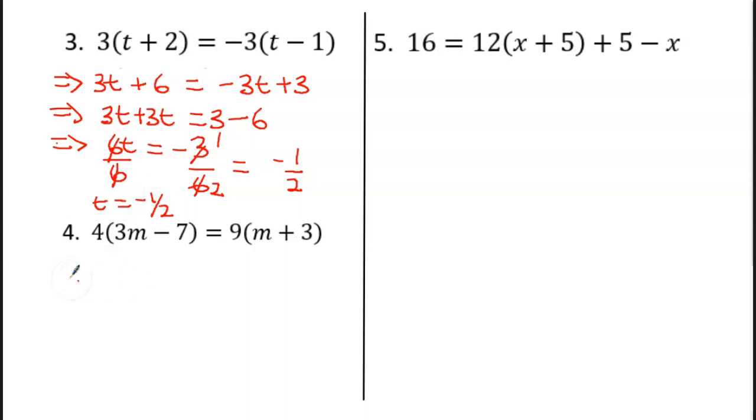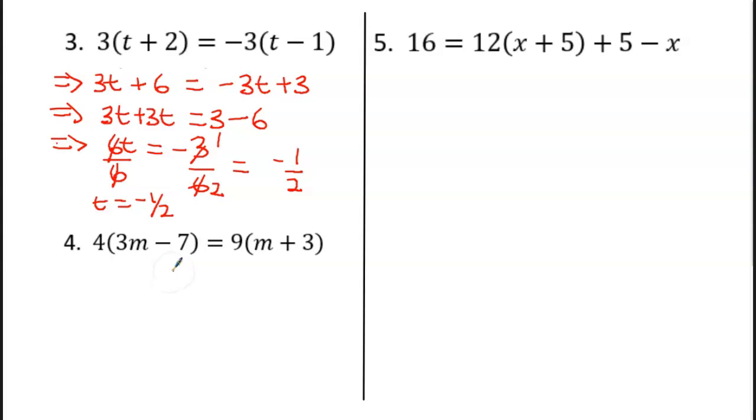Let's look at the fourth one. 4 times (3m minus 7) is equal to 3 times (m plus 3). So once again, let's open the bracket. 4 times 3m, you have 12m. 4 times minus 7, minus 28. This is equal to 9m plus 27.